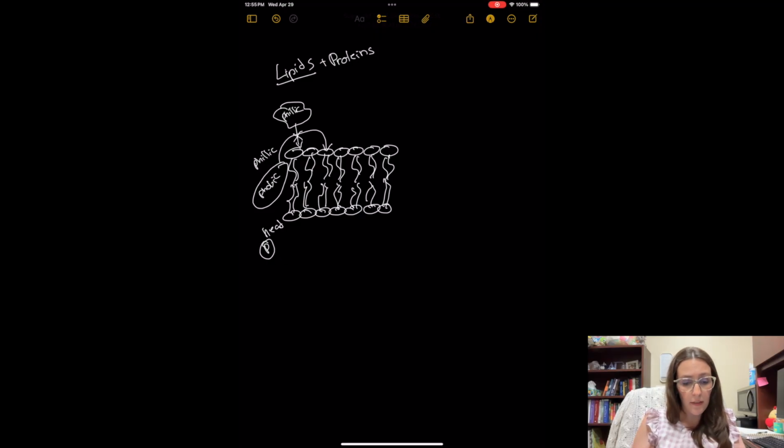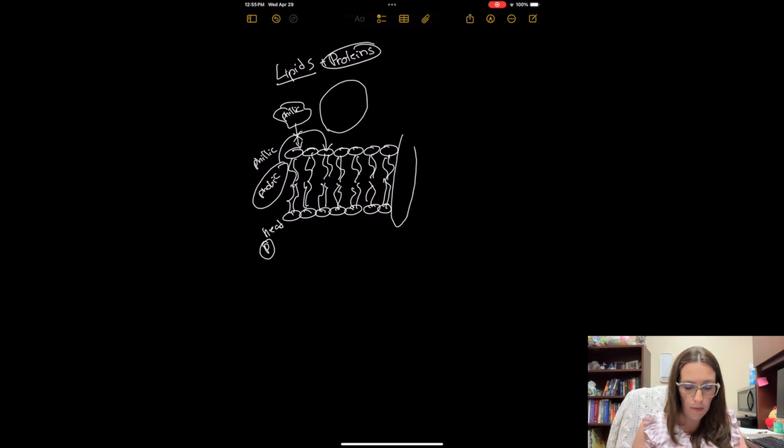However, this isn't entirely possible when it's too large, right? So I have a large molecule, it's not going to be able to fit in through all this dense space, okay? So how can these larger molecules get in? This is where the proteins come into play. So a good example of a protein, right? We've got this membrane protein.